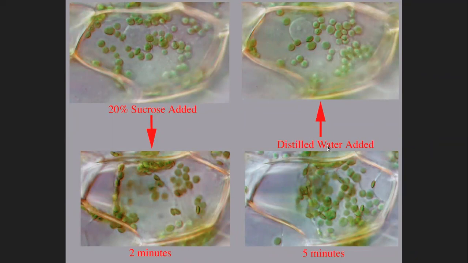So again, if you remember, one of the quiz questions that we saw at the end was about 20% sugar solution to distilled water and so on. So that way you will clearly see the difference between plasmolysis and the turgidity or flaccidity of the cell.